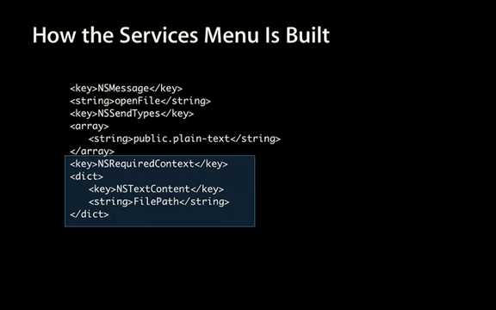But there's another key in Snow Leopard, which is responsible for much of the contextuality. And this is the NSRequiredContext key. The service only appears if the required context is satisfied. So in TextEdit, the service should only appear if the text content contains a file path.